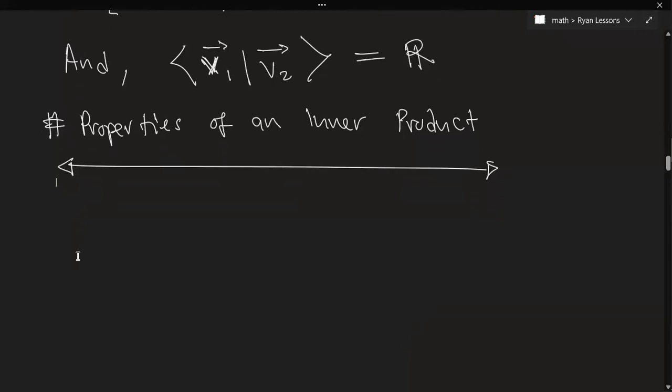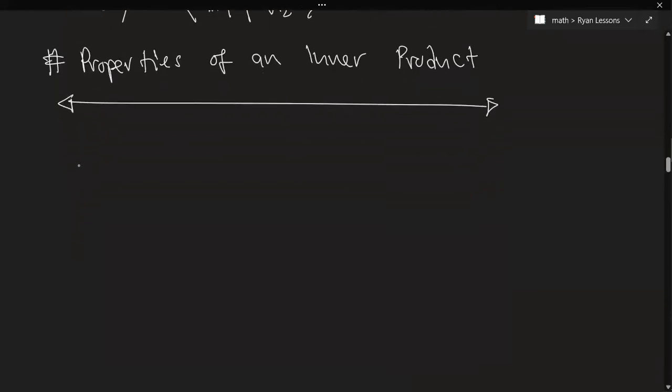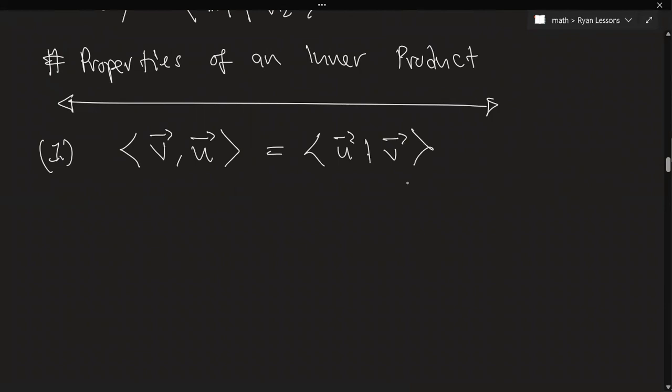The inner product has the following properties that you must be aware of. First, it doesn't care about the order in which you put things inside the bracket notation. Even if you start with V and end with U, it is the same thing that you'll get when you start with U and end up with V. This property of the inner product, we refer to as the symmetry property.